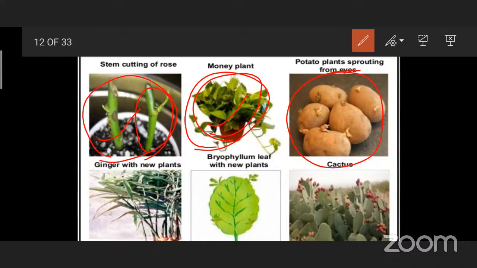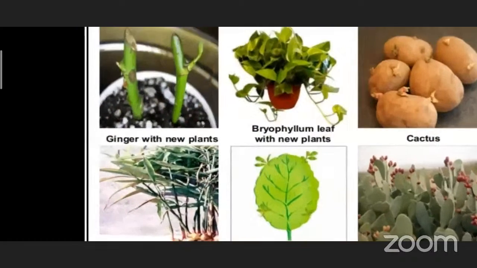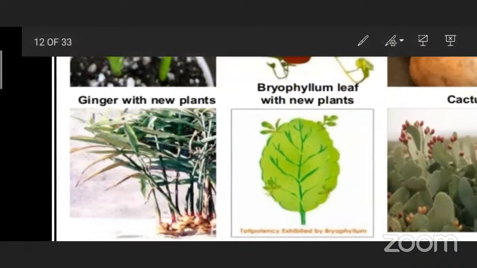Another example, potato, scientific name Solanum tuberosum. The potato has small buds. See here, these are buds. These buds are called eyes. If a piece of potato with an eye is cut and planted into the soil, we can get a new plant. Another example, ginger. If a part of ginger is planted in the soil, we can get a new plant.